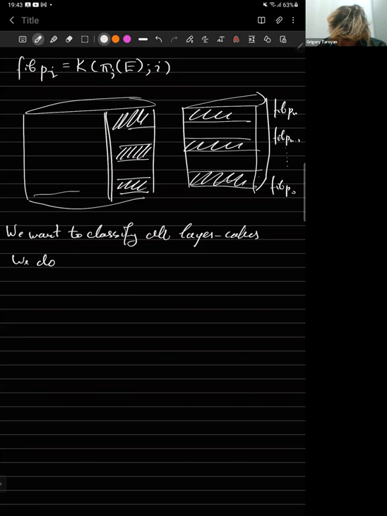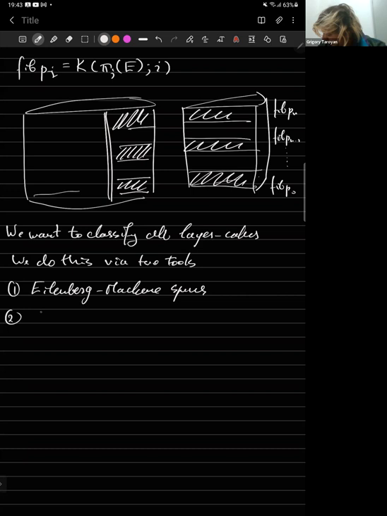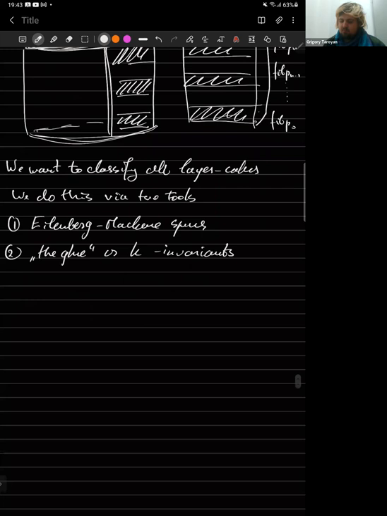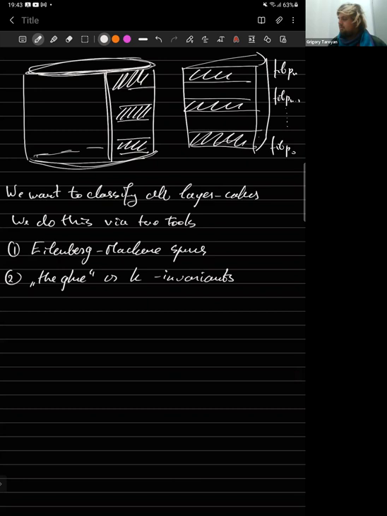We do this with two tools. So the first one are Eilenberg-MacLane spaces. The second one are the glue, or just K-invariants. So K-invariants are thingies that allow us to know how these layers of cake are related to one another. And so that's basically the study of topological spaces for you. But in practice, of course, this is not always realizable. But let me explain how it should work in purely abstract terms. So I'm not saying that it works, but it should work theoretically.